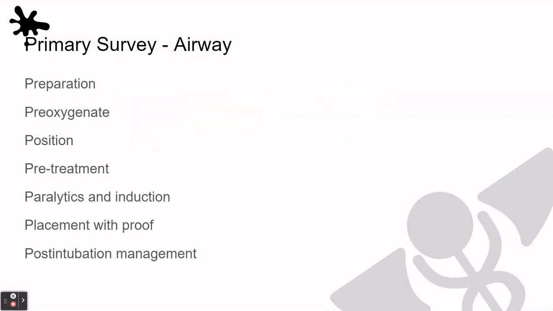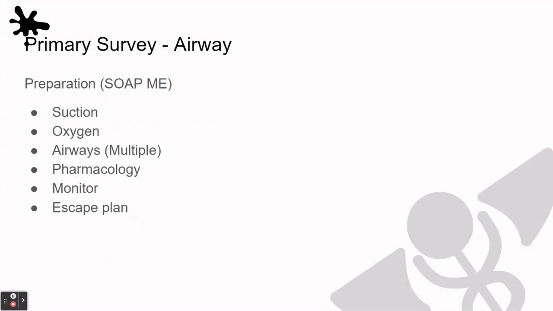So the, whatever it is, 7 P's of the airway: preparation, pre-oxygenate, position them, pre-treatment, paralytics and induction, placement with proof, and post-intubation management. Before you take someone's airway, you should probably have all these lined up to the best of your ability. We'll go into these a little bit more here. Preparation, so me, I'm not a big mnemonics guy because sometimes I have a hard time remembering what the mnemonics are or what they were for. But as you're building your algorithm, they can be helpful.